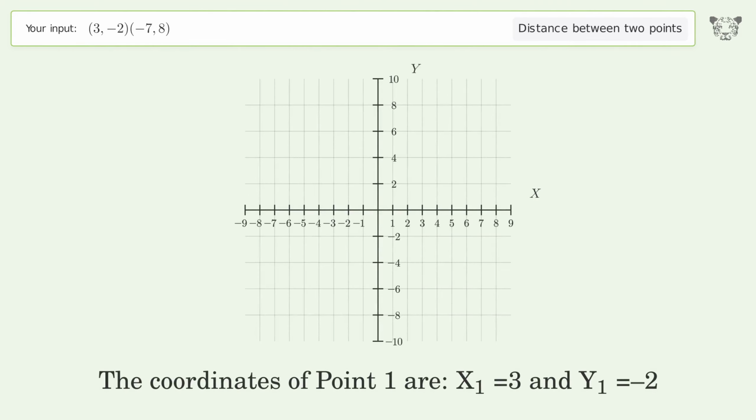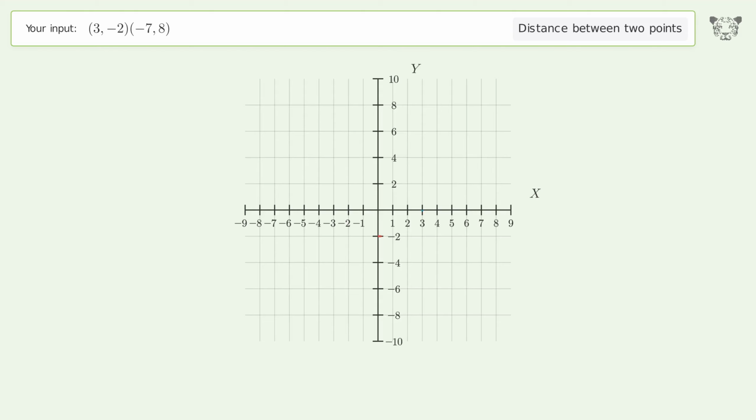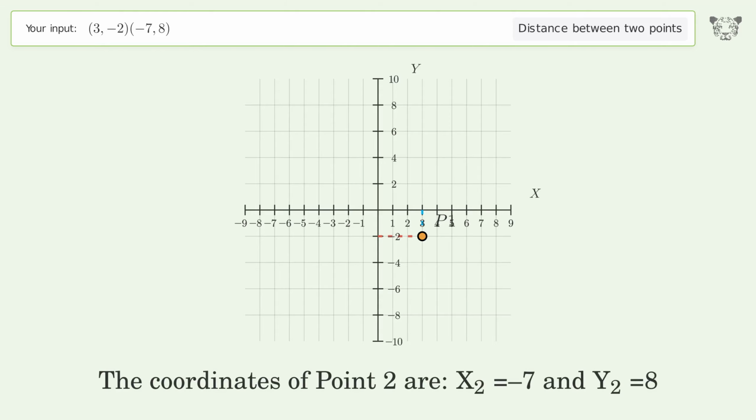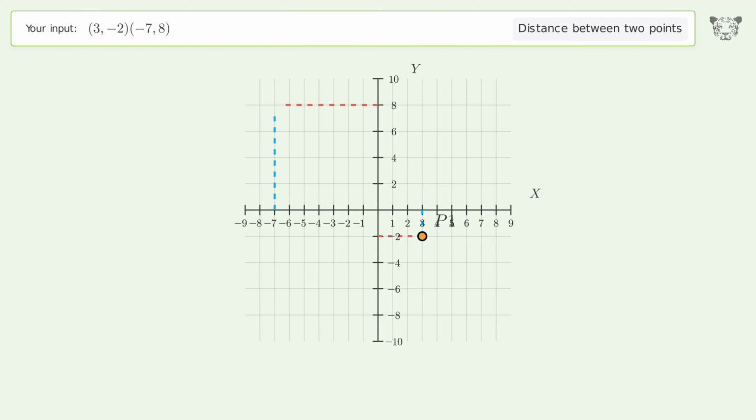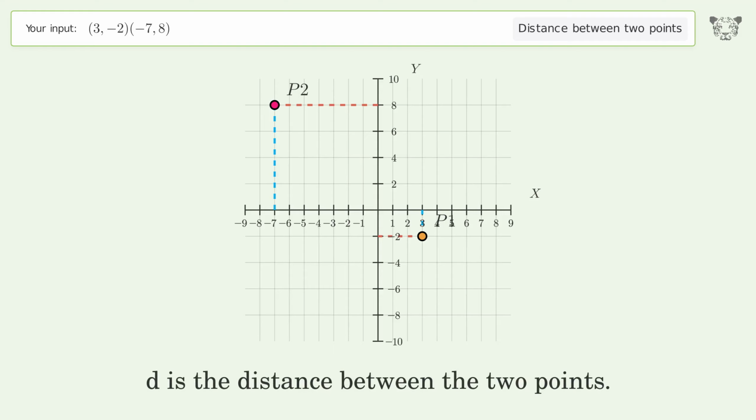The coordinates of point 1 are x1 equals 3 and y1 equals -2. The coordinates of point 2 are x2 equals -7 and y2 equals 8. D is the distance between the 2 points.